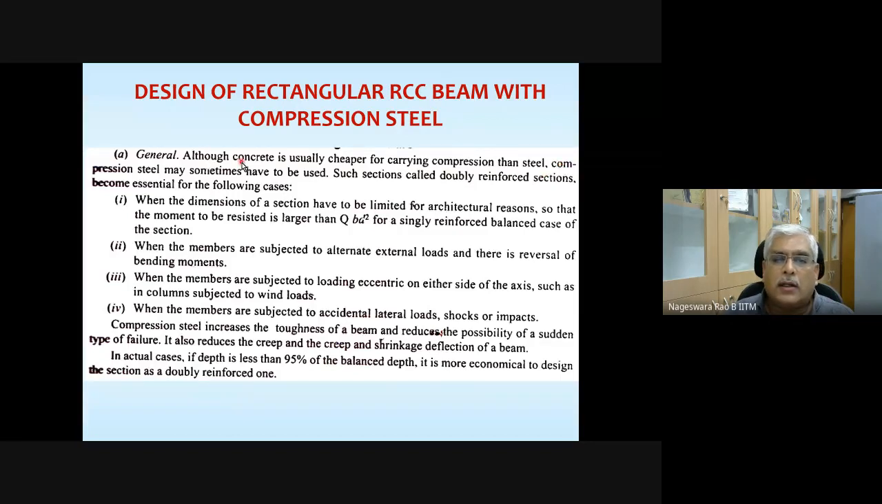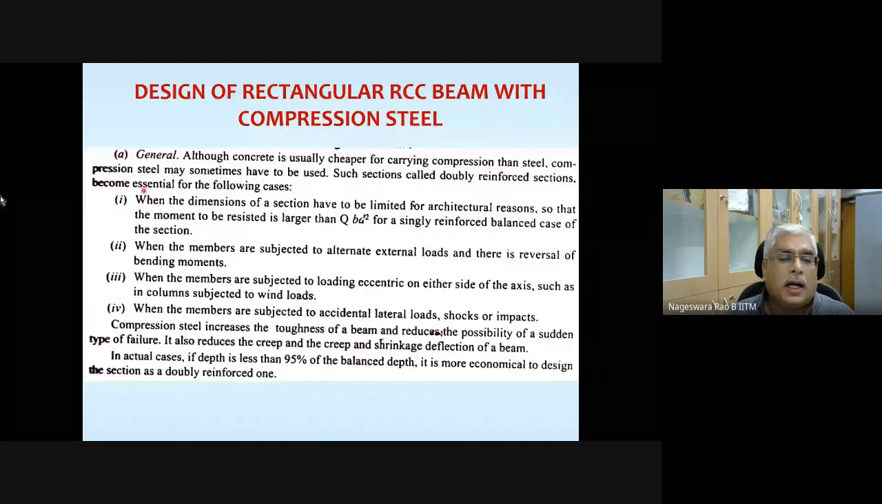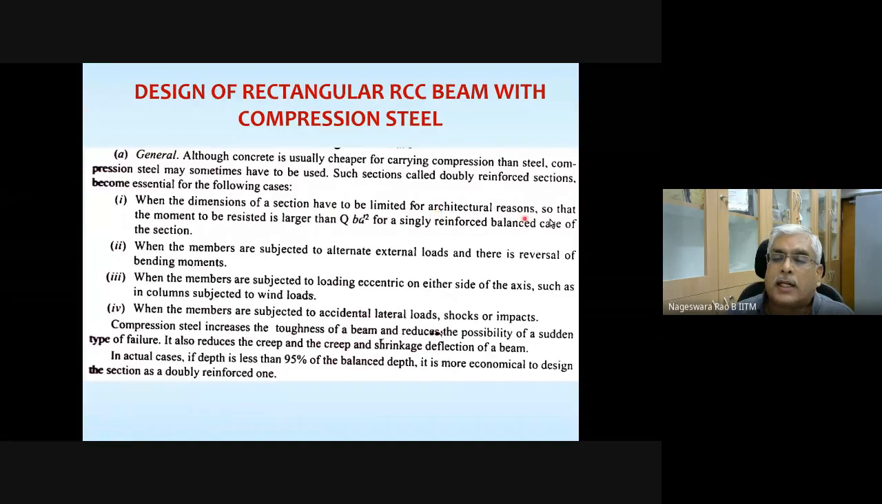Although concrete is usually cheaper for carrying compression than steel, compression steel may sometimes have to be used. Such sections, called doubly reinforced sections, become essential for the following cases. When the dimensions of a section have to be limited for architectural reasons, so that the moment to be resisted is larger than QbD square. QbD square is nothing but the moment for a singly reinforced balanced section.